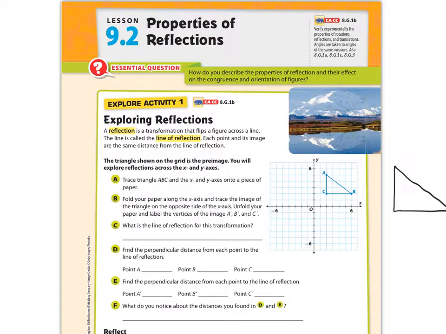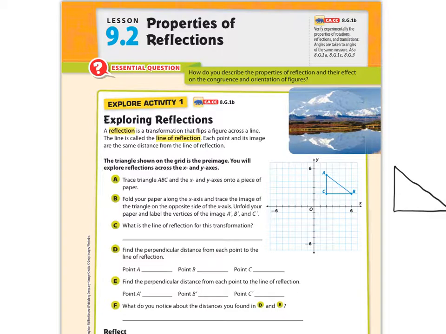We're going to take a look at lesson 9.2, properties of reflections. The standard up at the top right is 8.G.1b, and our essential question is, how do you describe the properties of reflections and their effect on the congruence and orientation of figures? So orientation and congruence is something I talked about in the previous video. I will mention some orientation for sure in here because it's much more important.